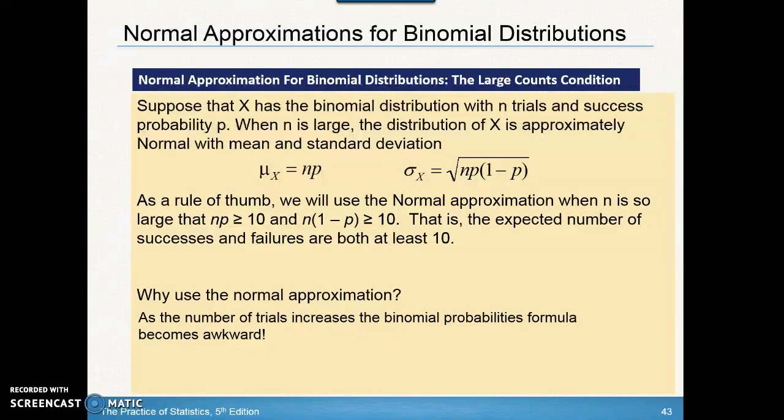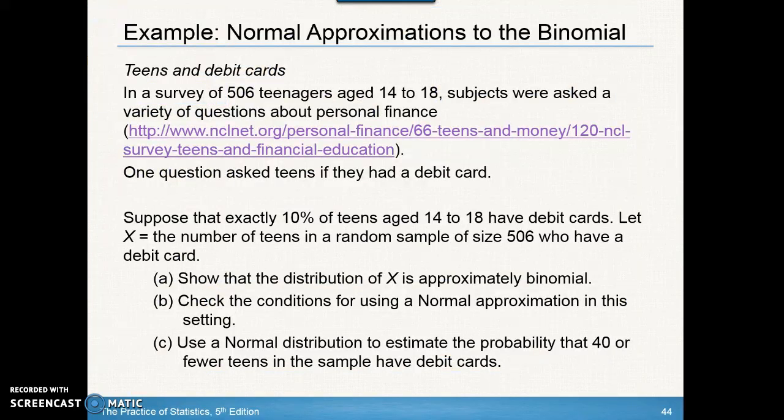So this basically tells us that as the number of trials increases, as n gets larger and larger, the binomial distribution becomes approximately normally distributed. But why would we use the normal distribution instead of the binomial distribution? Sometimes if you have a very, very large value of n, the probability formulas can get a bit awkward, so sometimes it's easier to use the normal approximation to answer some questions. Okay, so we're going to go over an example.